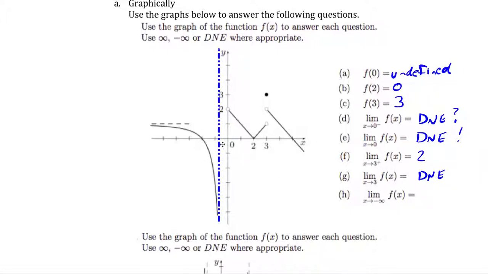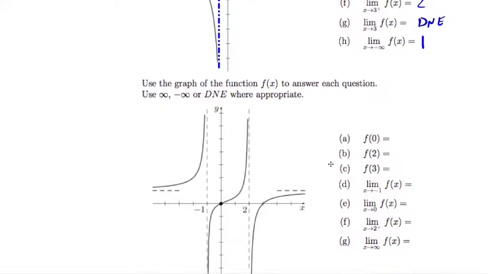Now, as x goes to -infinity, here we can definitely see there is a horizontal asymptote there. So that's going to be 1. Okay, kind of a weird graph there.